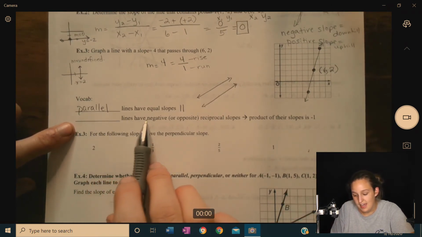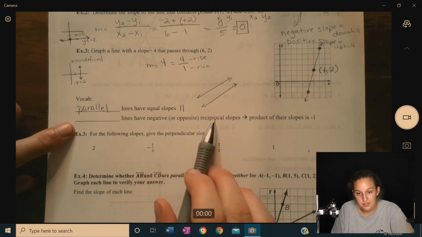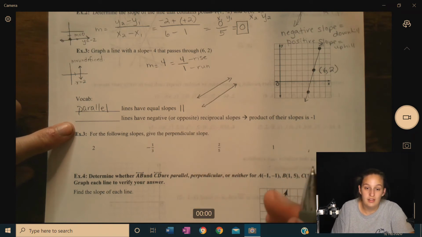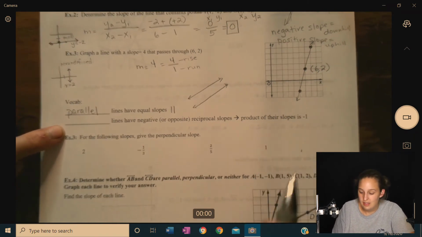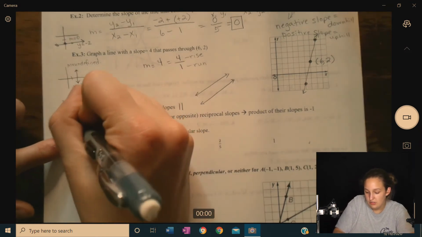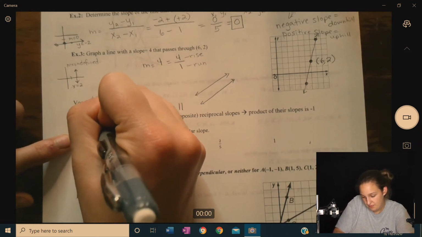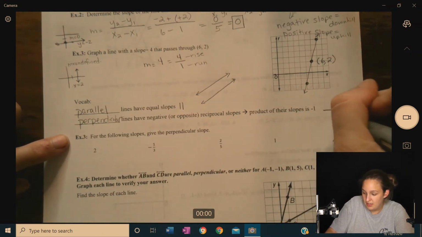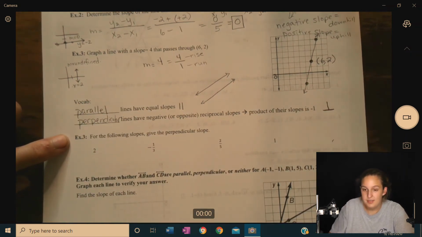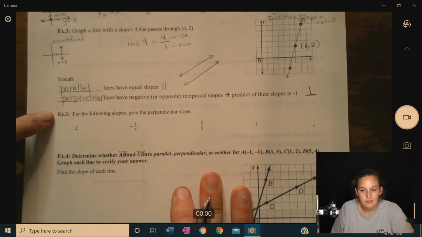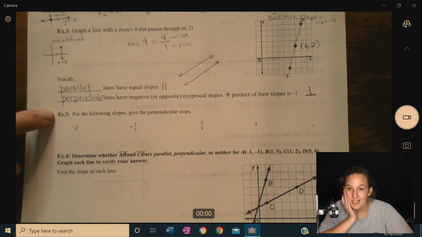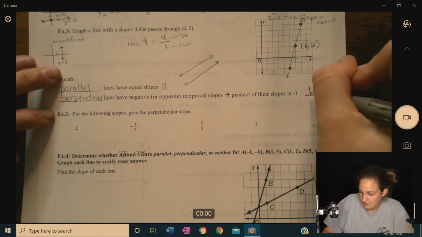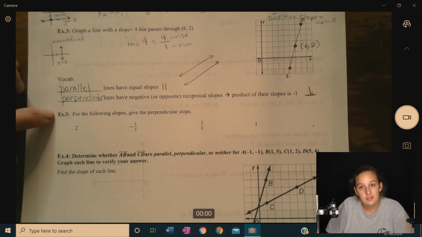All right, if lines have negative reciprocal slopes, or the product of their slopes is -1, you can look at it either way, then these lines are called perpendicular. The symbol for perpendicular is like this, like an upside down T. And what do we know about perpendicular lines? They form right angles.